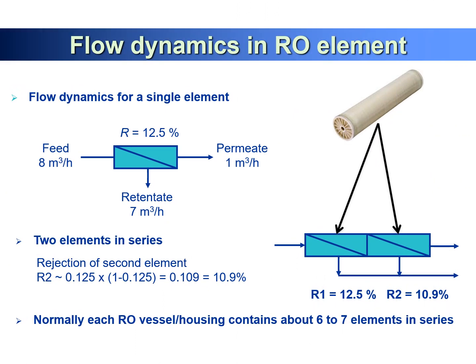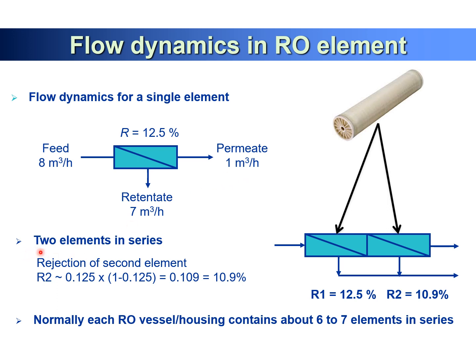So let's look at the flow dynamics in the RO element. This is one single element. Let's say feed water is 8 cubic meters per hour going to one element, and one element has around 12.5% recovery. After that, your retentate of 7 cubic meters per hour goes to the next element, and permeate is 1 cubic meter per hour.